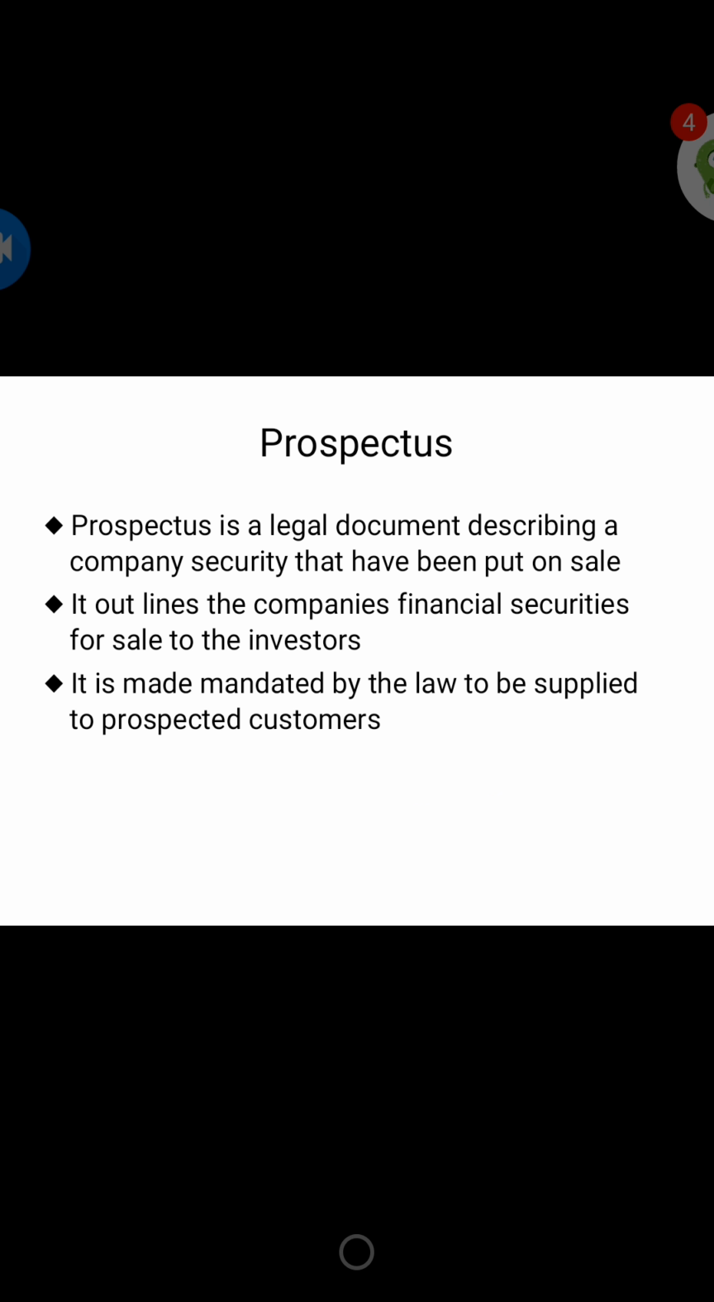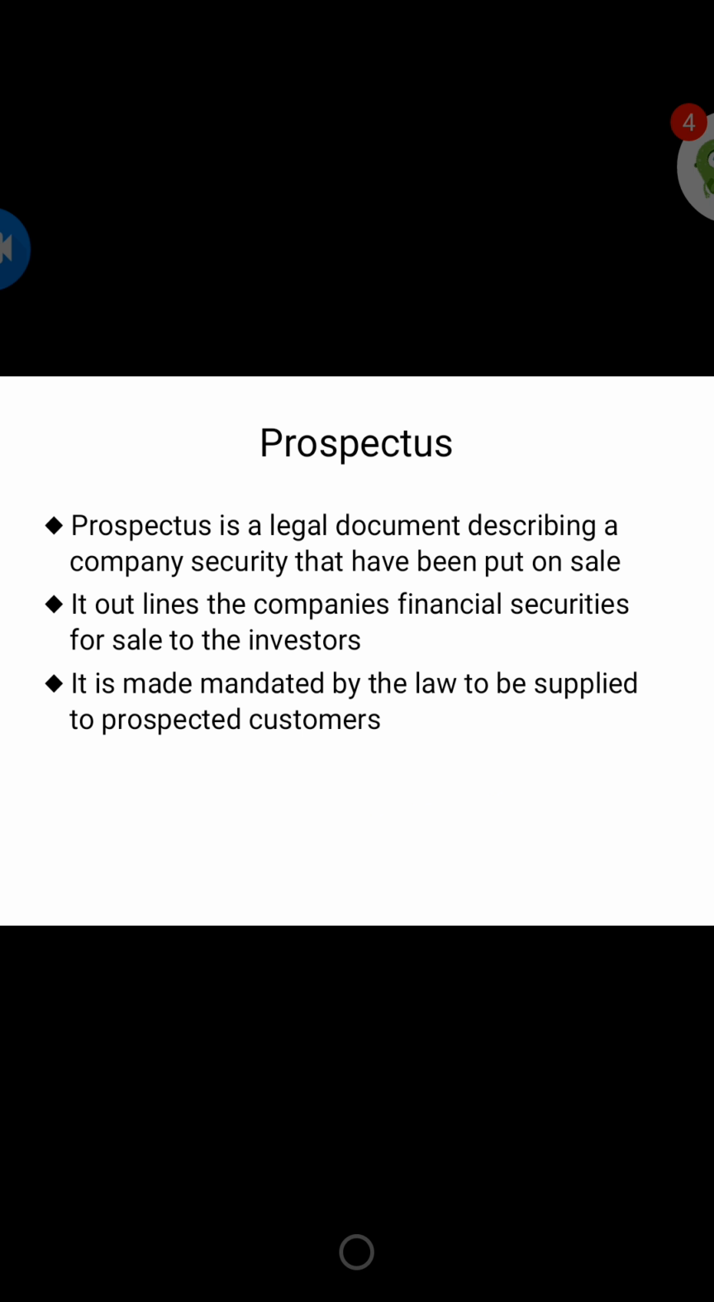The next document is your prospectus. A prospectus is a legal document. It describes the company's securities that have been put on sale. It outlines the company's financial securities for sale to investors. It is mandated by law to be supplied to prospective customers. For example, in an IPO, the prospectus tells potential shareholders about the company's plan and business model. For insurance and investment fund customers, a prospectus lists the objectives of the product, inclusions, exclusions, fees, etc. So it gives you the detail.